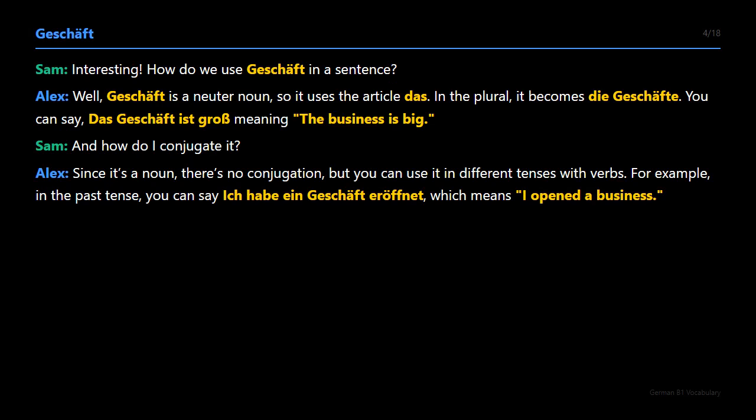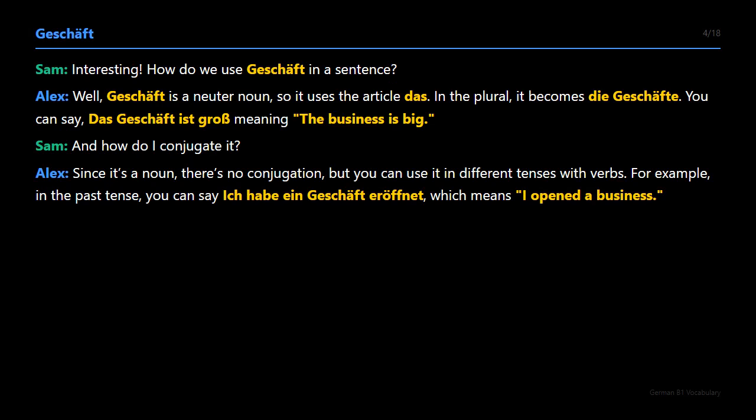And how do I conjugate it? Since it's a noun, there's no conjugation, but you can use it in different tenses with verbs. For example, in the past tense, you can say, "Ich habe ein Geschäft eröffnet," which means, "I opened a business."